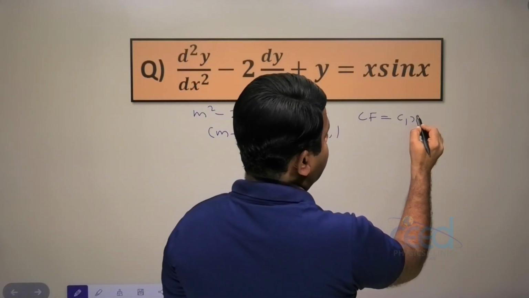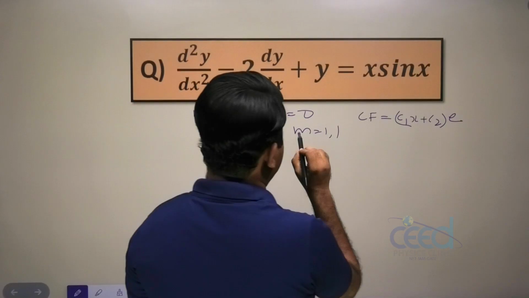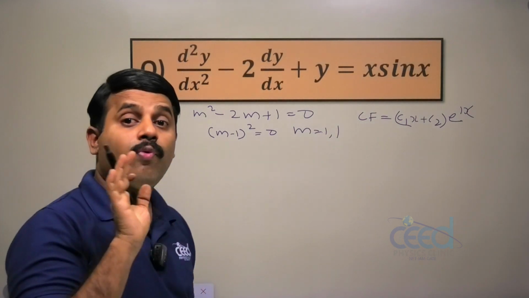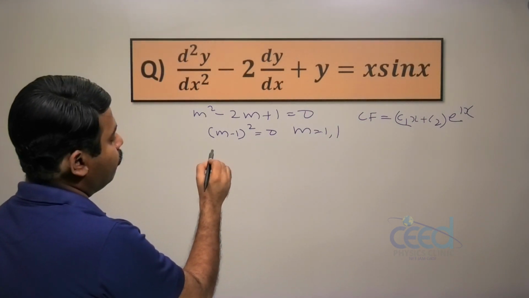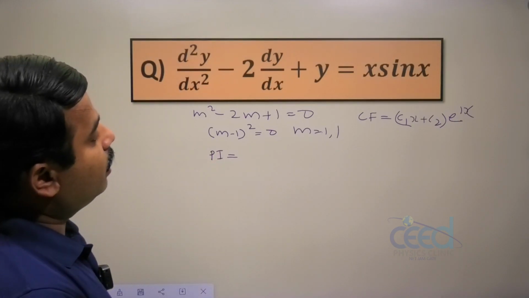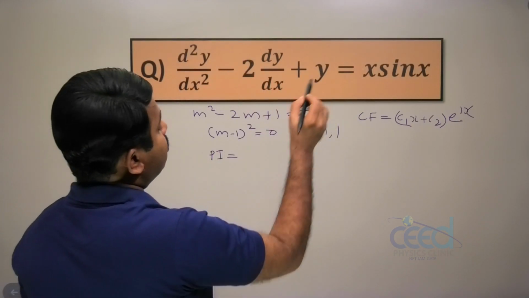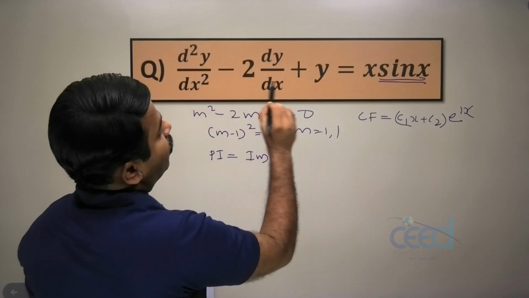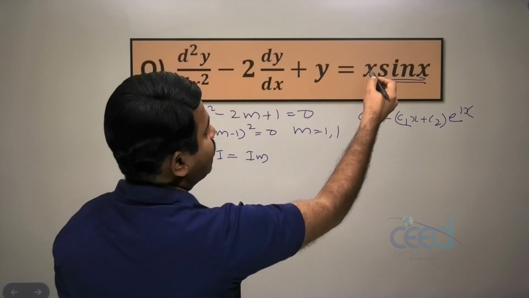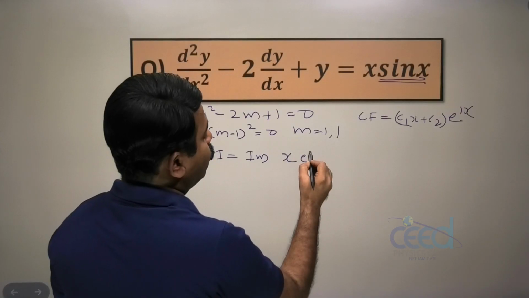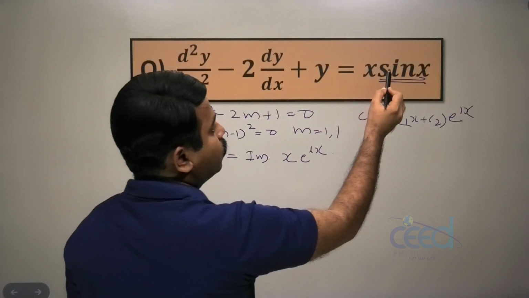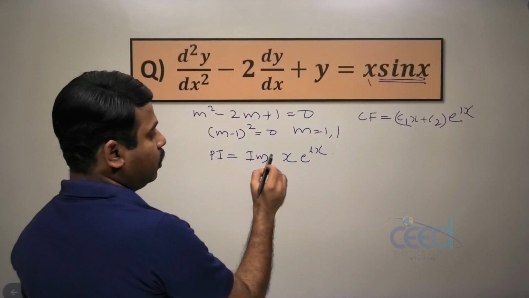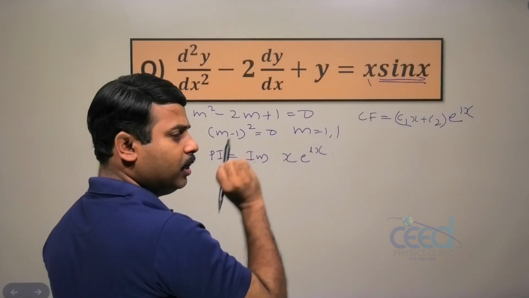The complementary function is (c1x + c2) e raised to mx, where m is 1. Now we focus on the particular integral. Since the function is x sin x, I take the imaginary part. Sin x is the imaginary part of e raised to ix, so instead of sin x I am writing the imaginary part of e raised to ix.